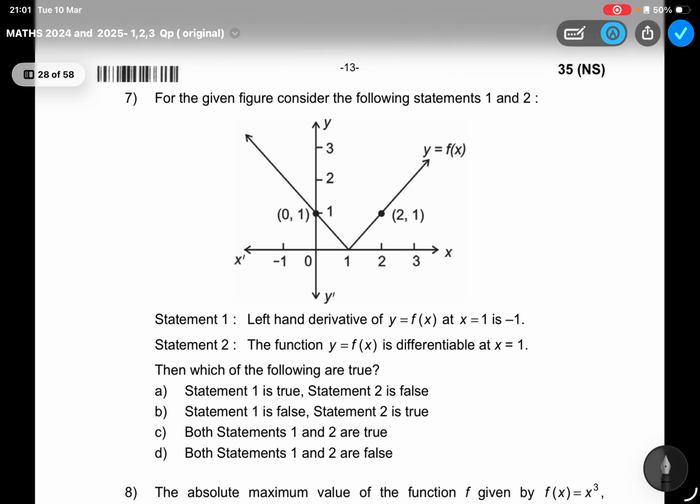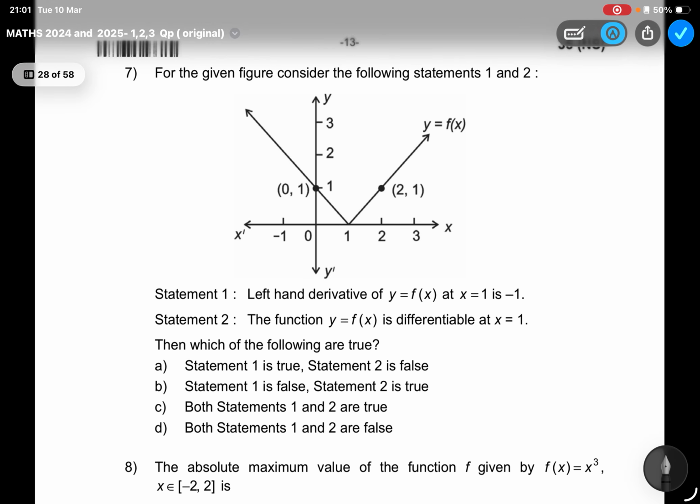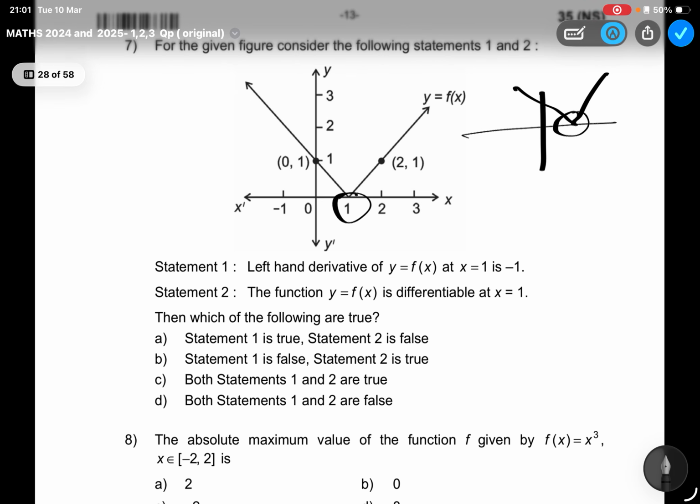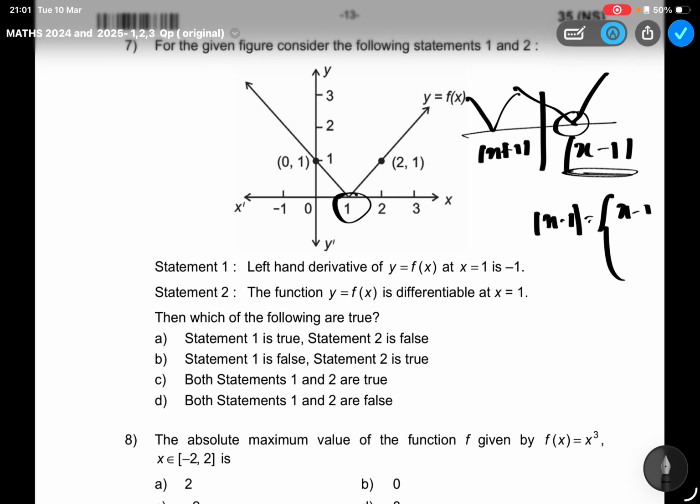Now for the given figure, consider the following statements. I already explained in class, don't worry. So here the function is there. Where the sharp edge is there, the function is not differentiable. It is continuous everywhere, but not differentiable. Then what does it mean? Left hand derivative of. What is the definition of this function? If it is the right hand side, it will be x minus 1. If it is the left hand side, it will be x plus 1. So now we have to define this function: x minus 1, minus x minus 1. It is left hand, it is right hand.